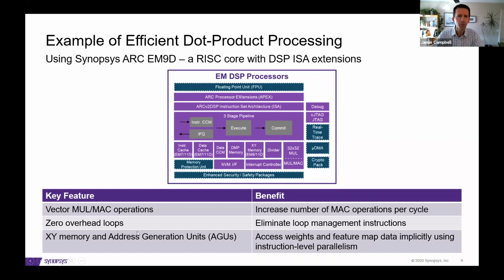And finally, the most important is the XY memory, which is a type of local single cycle memory that exists within the processor. That works together with a hardware unit called address generation units, or AGUs. Those two capabilities working together are what's going to allow us to access those weights and feature map data in an implicit manner. So there's basically instruction level parallelism built into the processor, and we're going to be able to do a lot of that data access overhead at the same time as we actually do the calculations.